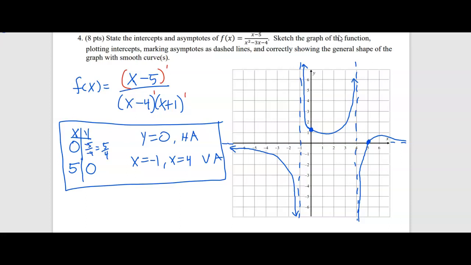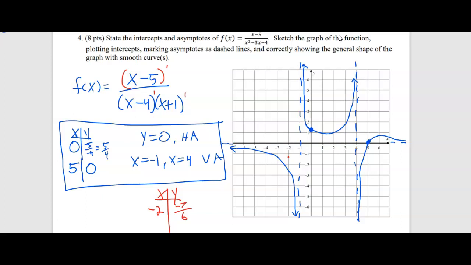Now the other way besides multiplicity would just be to plot some extra points. For example, what happens at negative 2? We would have negative 7 over negative 6 times negative 1 is 6. We have negative 7, 6. So it's really right there, but it's still enough for us to know that it's below, and we're just trying to show the general shape. So this is still okay.